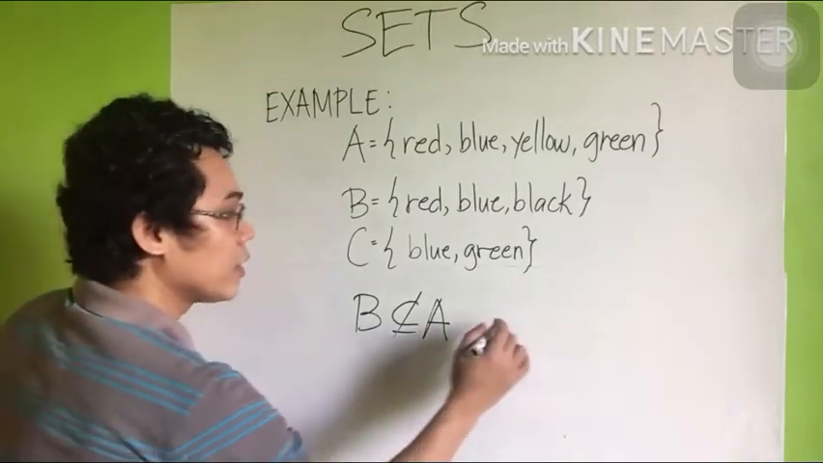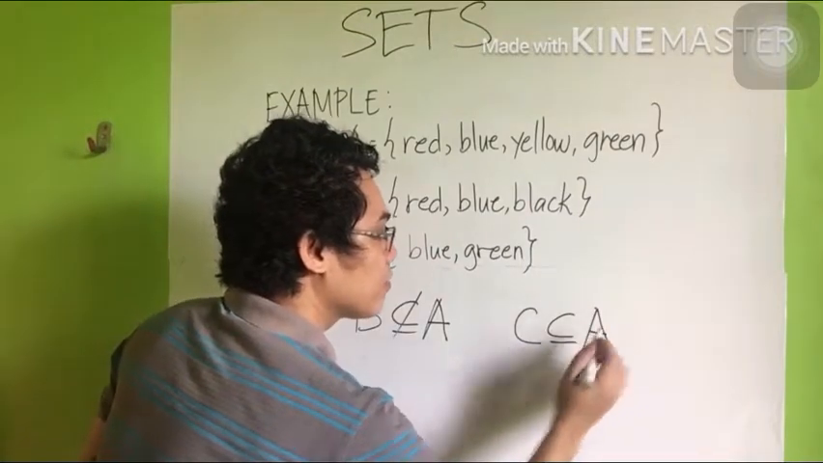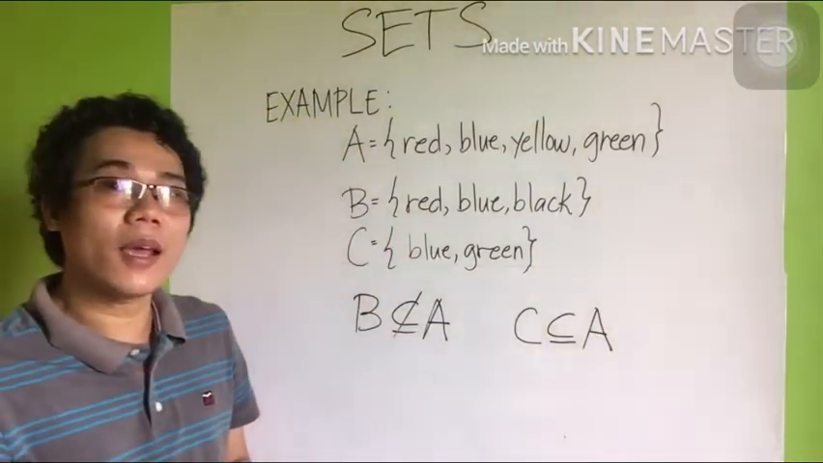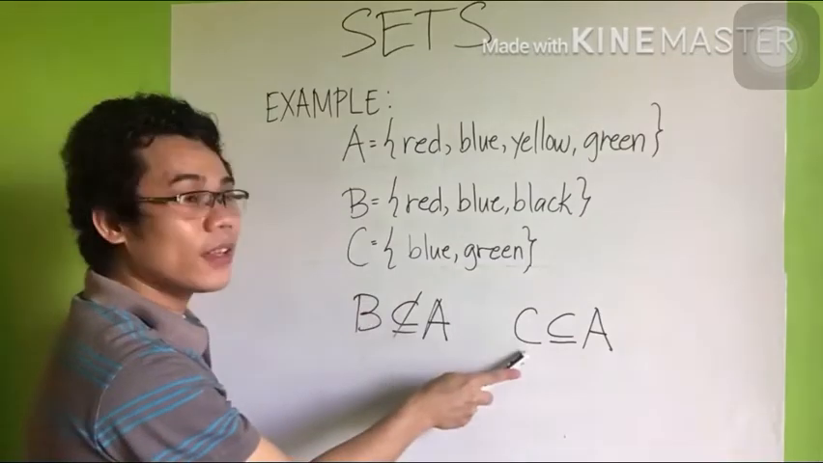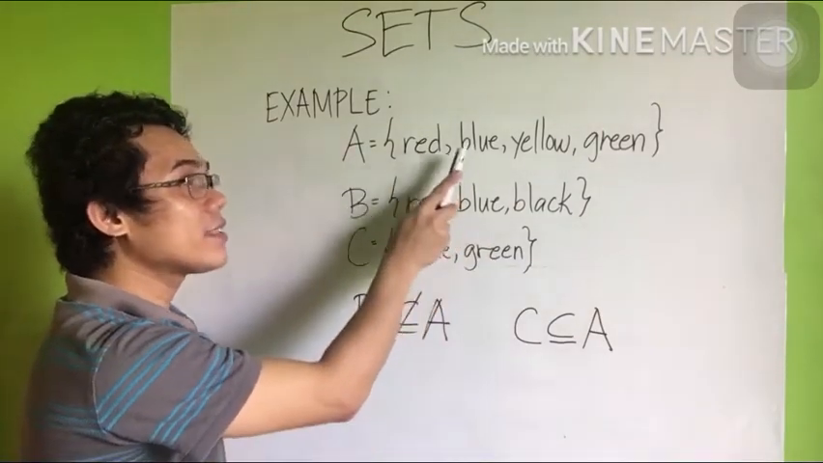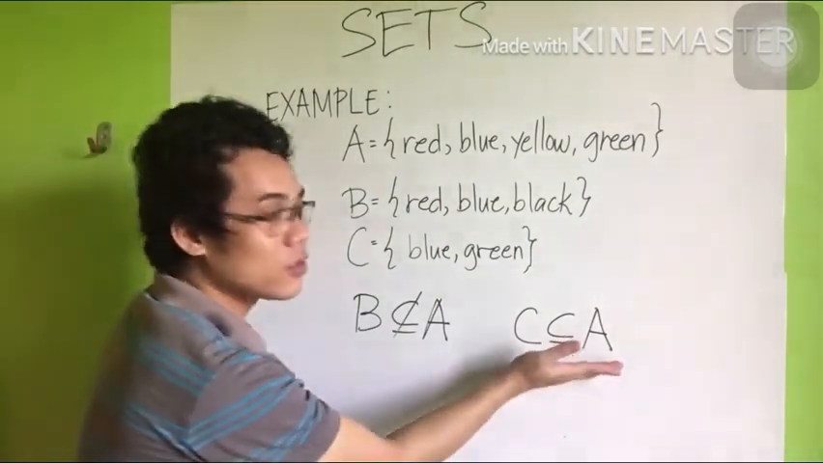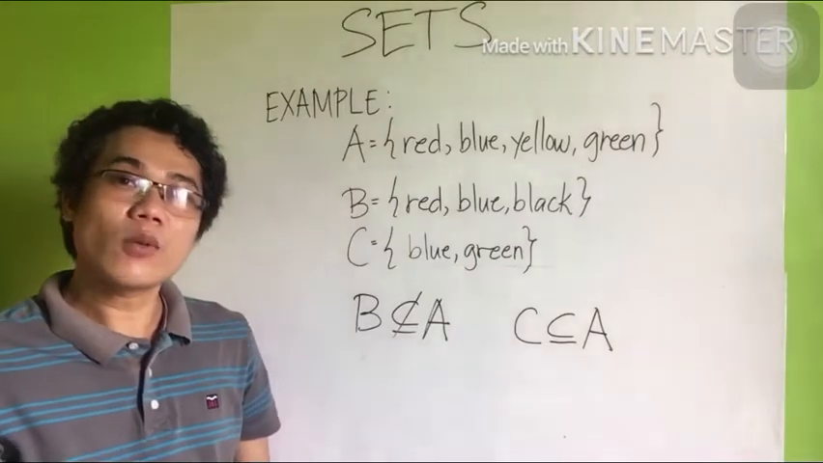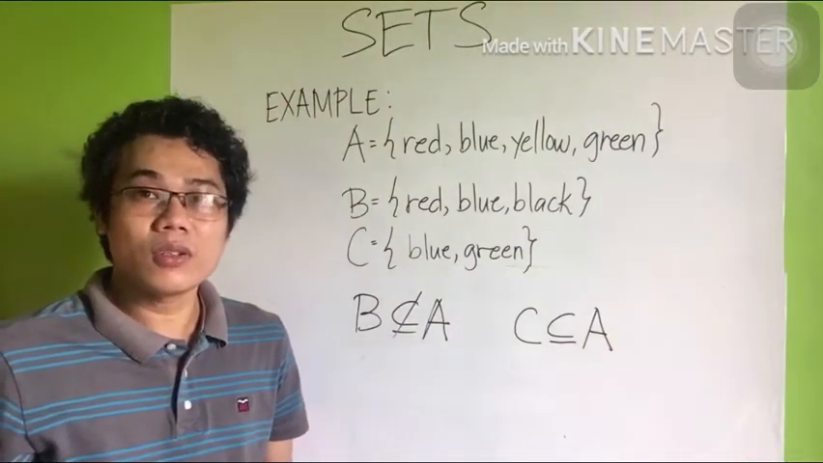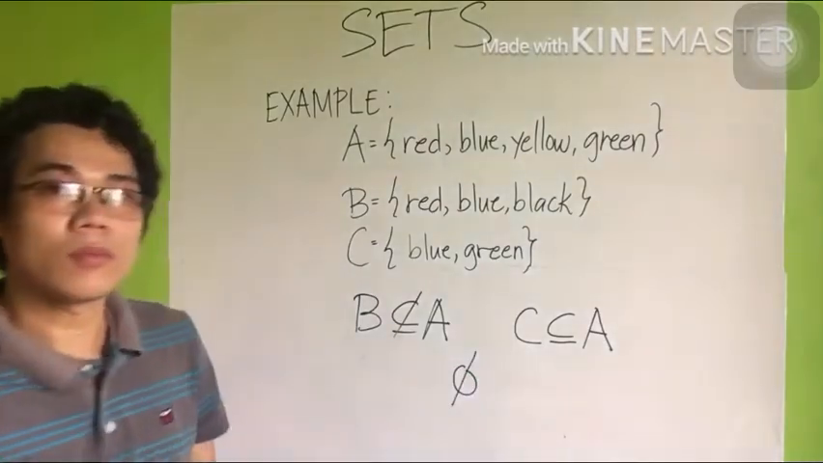How about C, a subset of A? So, yung C ba, subset ni A? Yung C, tignan natin yung mga elements niya. Blue, green. Nasa set A ba siya? Yes, nandoon siya sa set A. So, this is true.